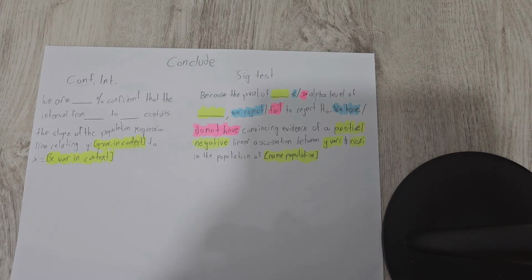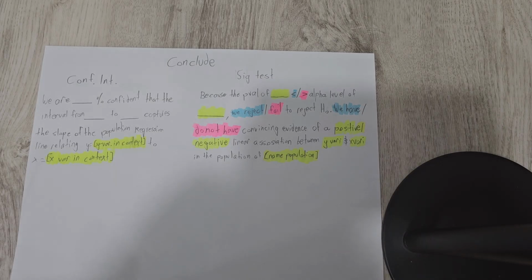Forget about positive, forget about negative. It's just convincing evidence of a linear association between y variable and x variable in the population of, name your population. If we're going to do height and shoe size, the population could be all people who wear shoes.